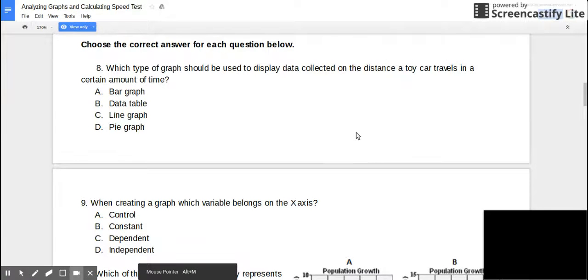All right, number 8. Which type of graph should be used to display data collected on the distance a toy car travels in a certain amount of time? A, bar graph. B, data table. C, line graph. D, pie graph.